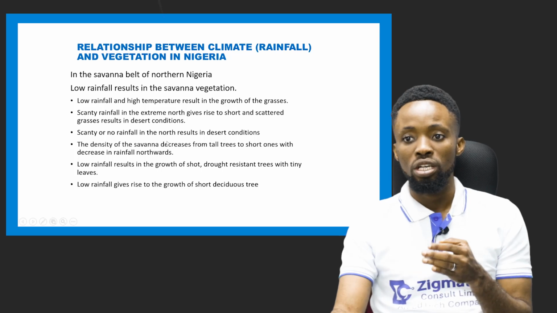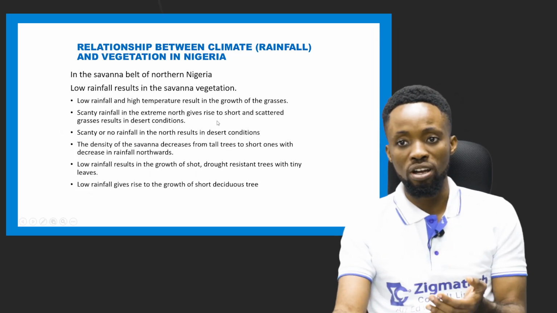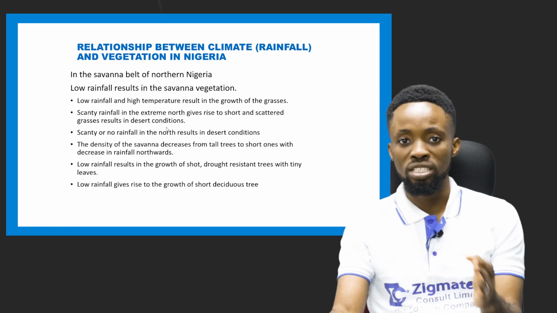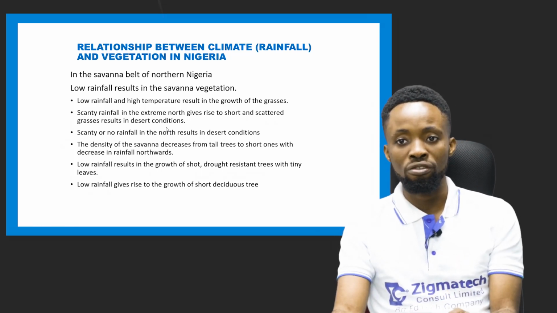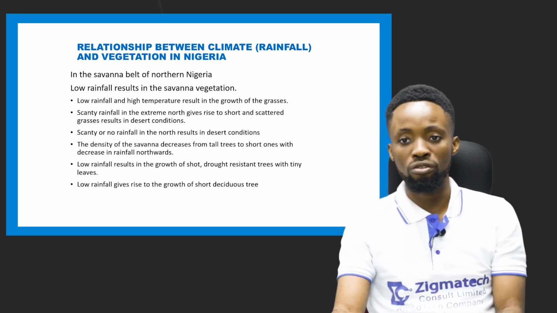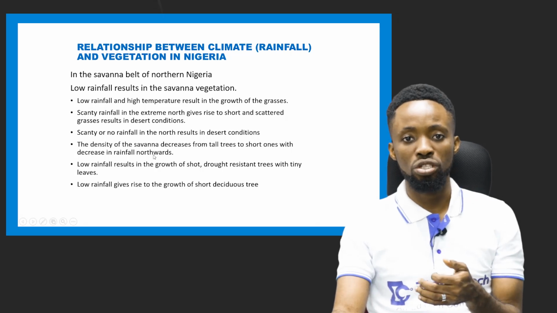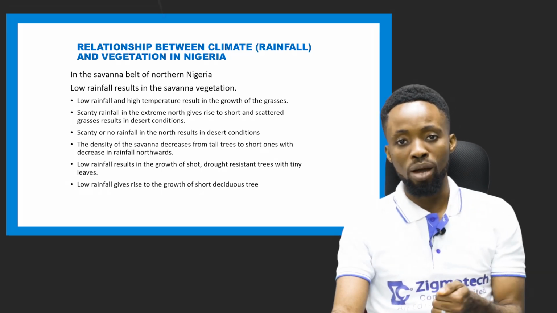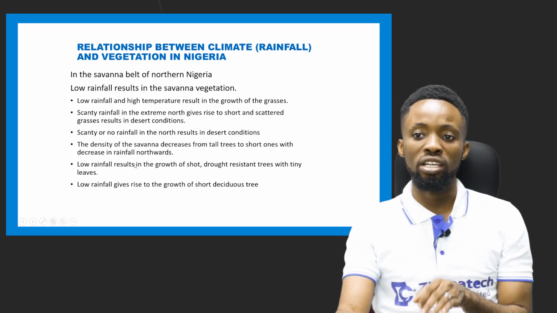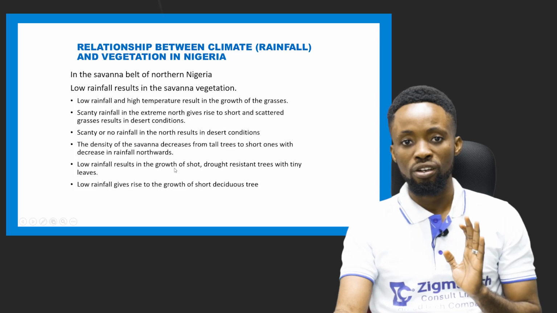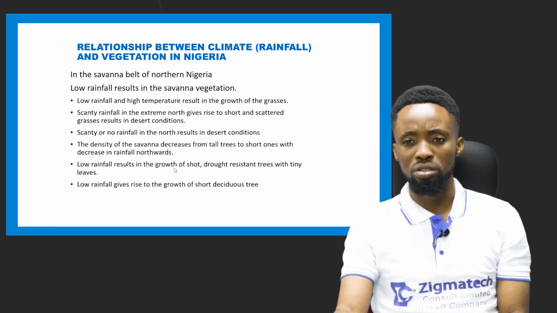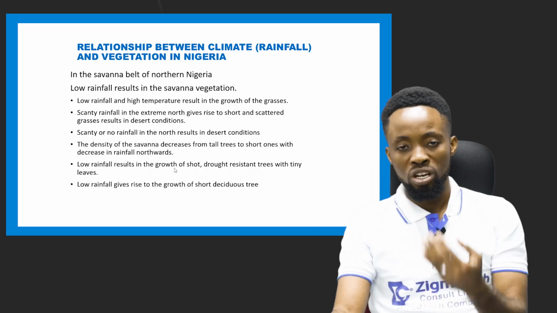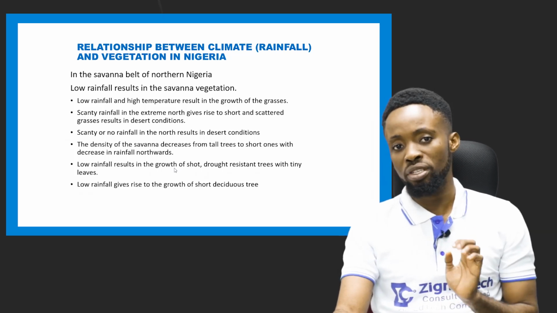And also scanty rainfall in the north will give rise to scattered and short grasses. So in the Sahel region, the presence of scattered grasses and scanty grass vegetation is due to the fact of what? Is due to the fact that we have low rainfall. And desert conditions in the extreme north of Nigeria are caused by the presence of a low amount of rainfall. And the density of the savanna reduces as you progress from the Guinea savanna down to the Sahel savanna. That's because as you progress, the height of the trees will reduce gradually, owing to the harshness of the climate as you progress to the north.